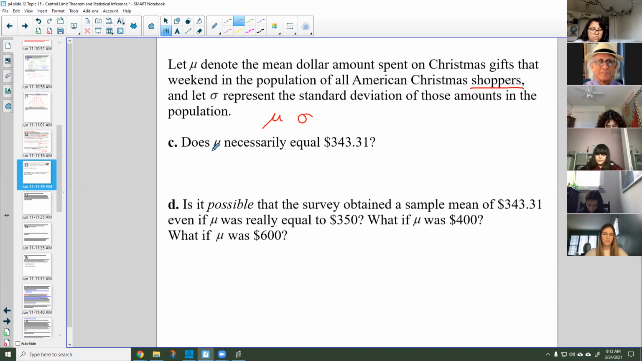So, does mu necessarily equal 343.31? How many people say yes?